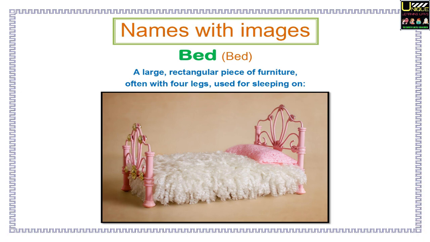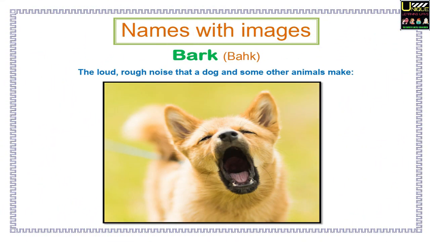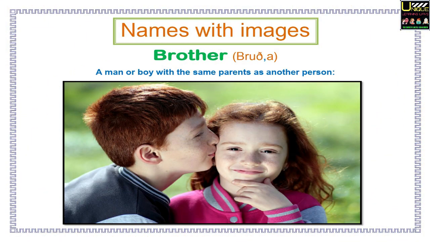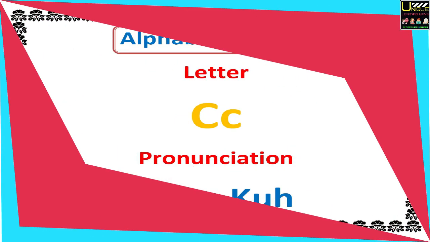Names with images. Here you will see the word, its explanation with an image. Bed. A large rectangular piece of furniture, often with four legs, used for sleeping on. Bark. The loud, rough noise that a dog and some other animals make. Brother. A man or boy with the same parents as another person.